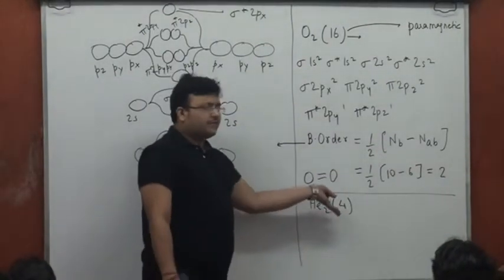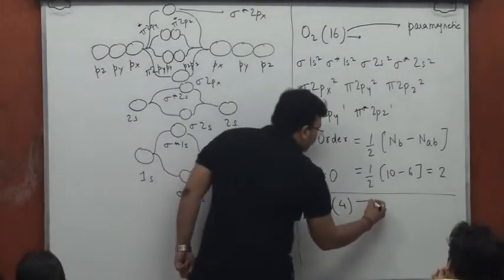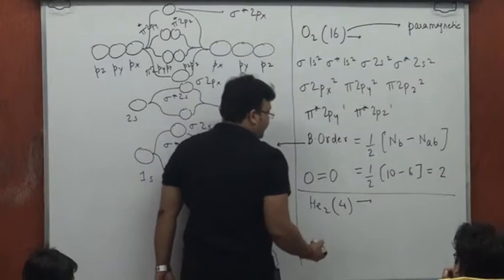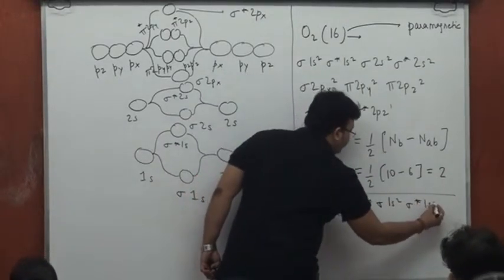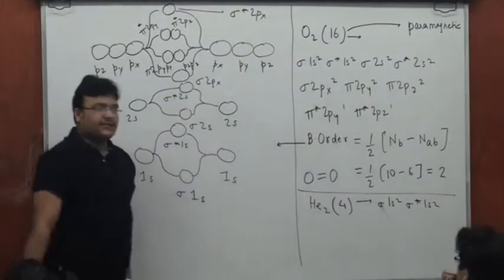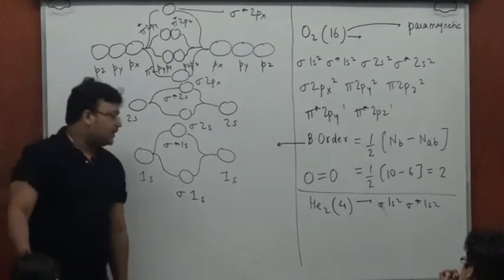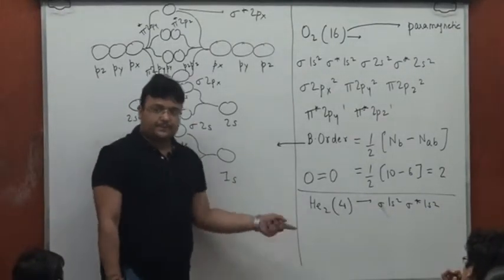The total count of electrons would have been 4, since the atomic number of helium is 2. And then the MO diagram, or the configuration, would have looked like σ1s², σ*1s². Hypothetically, a molecule of this kind would have been diamagnetic because all electrons are paired up.